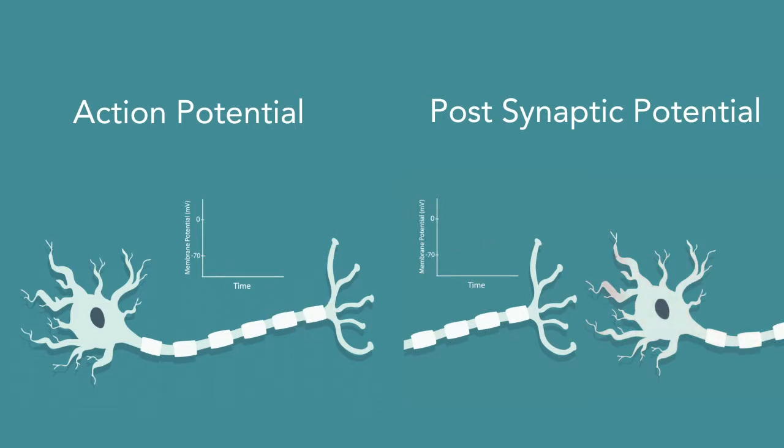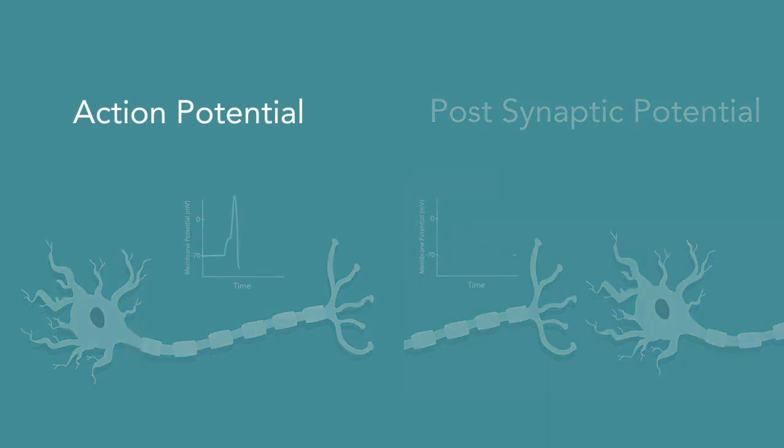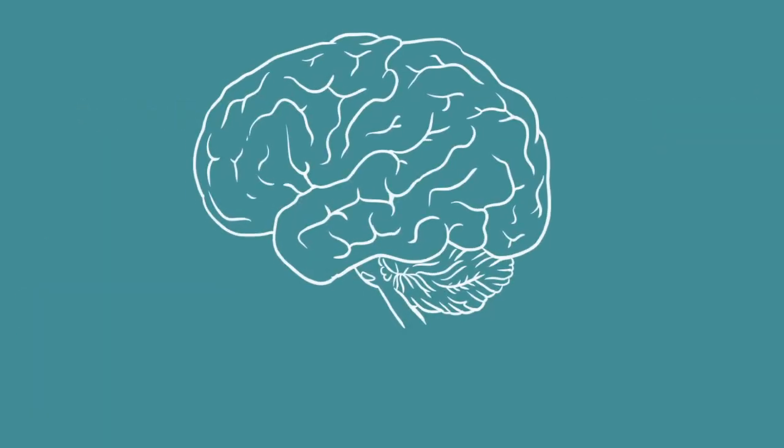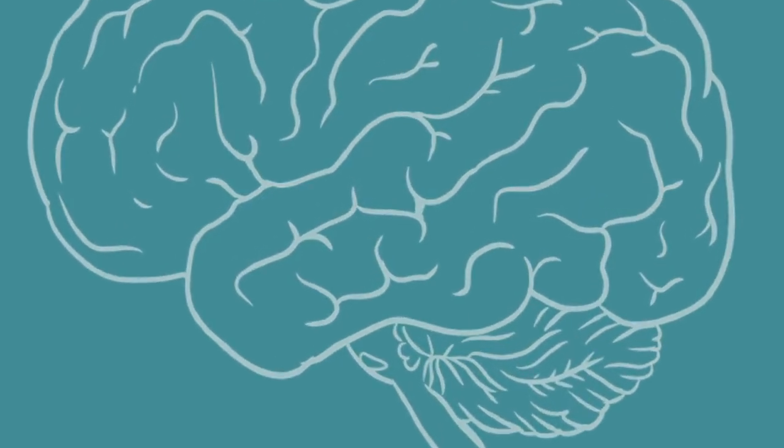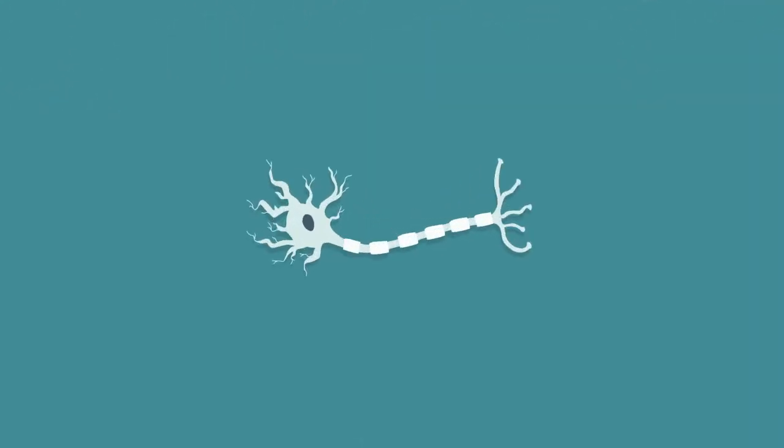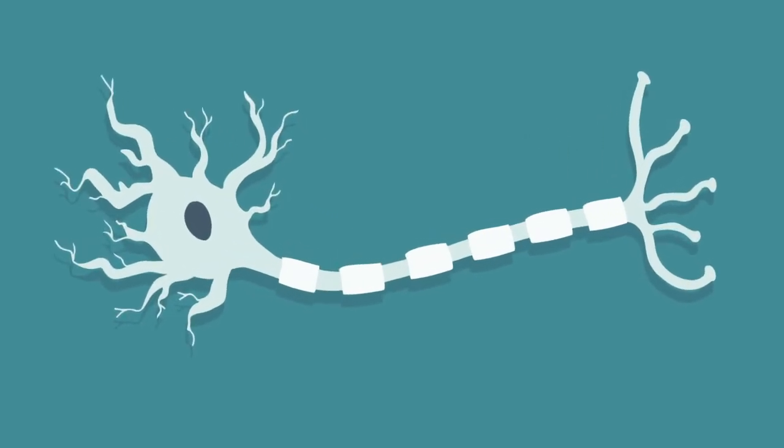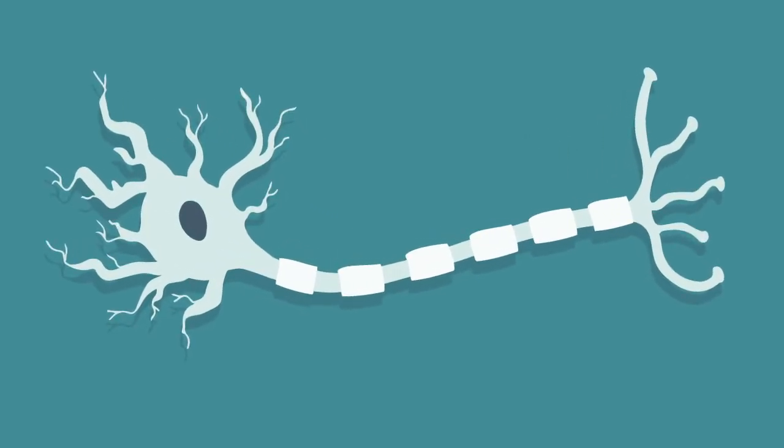In this video, we will explain action potentials and postsynaptic potentials from an electrophysiological perspective and point out important differences between the two. First, action potentials. In the brain, neurons communicate with each other via electrochemical signals. The electrical signals arise from action potentials generated within each neuron. An action potential is the rapid change in voltage within a neuron.